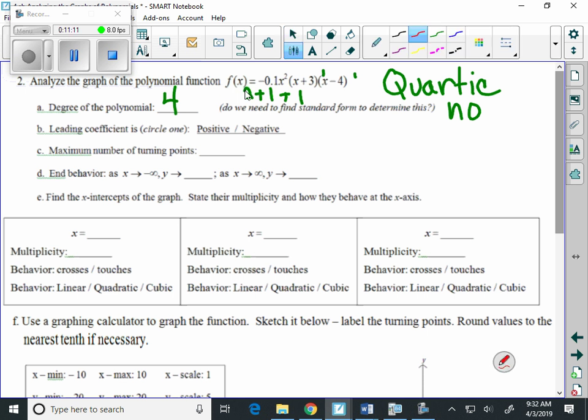Leading coefficient. Well, the leading coefficient is negative 0.1 x squared, so it's going to be negative. And once again, by the way, the fact that our leading coefficient is negative means that even before I get below here and draw this picture, that this is going to be negative infinity. It's going to finish in the direction of your leading coefficient.